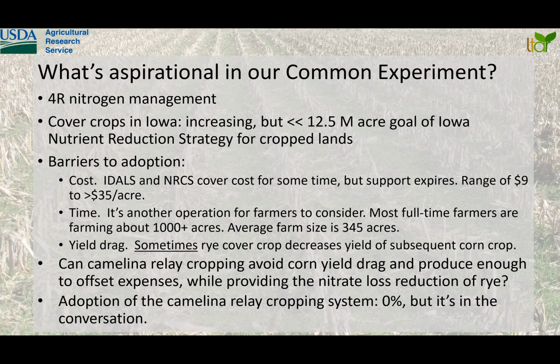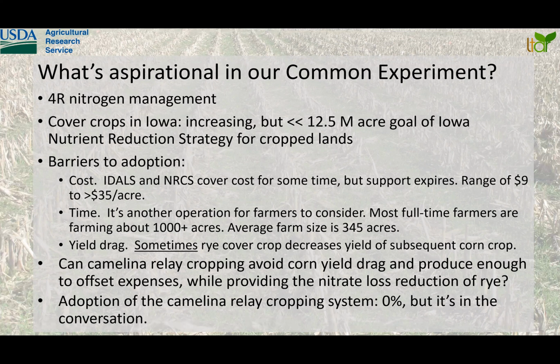The Iowa nutrient reduction strategy had a goal of about 12.5 million acres of cover crops growing in the state. The last number I remember seeing was about 2.2 or 2.3 million in 2020 maybe. So it's probably a little bit higher now, but still it's a far cry from the 12.5 million acre goal. There are barriers to adoption. Of course, there's a cost to it. There is some support from IDALS and NRCS, depending on what you're growing, if it's your first time or second time or what. So there is some support for this.